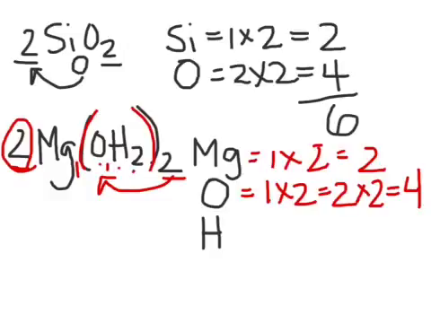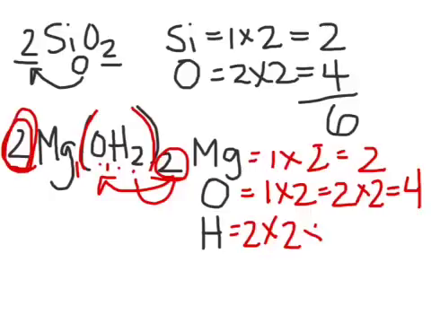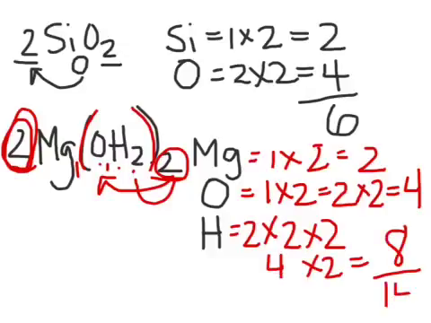Now we're at oxygen. Oxygen has 2 as a subscript, but it also has this 2 outside. So we have to do 2 times 2, but then we also have that 2 in the front still, so times 2 again. So 2 times 2 is 4, times another 2 would be 8, which is a total of 14 atoms.